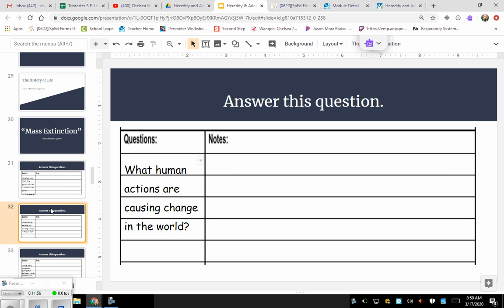All right, the next question you're going to need to answer is, what humans' actions are causing changes to the world? Again, in that black section, you should be able to answer that. Again, if you need to pause the video to answer this question, go ahead and do that now.